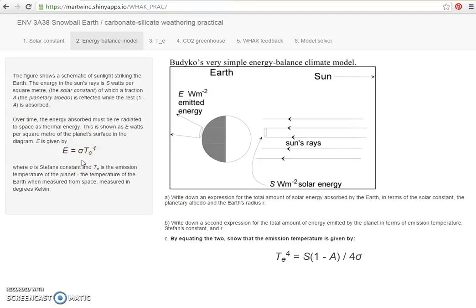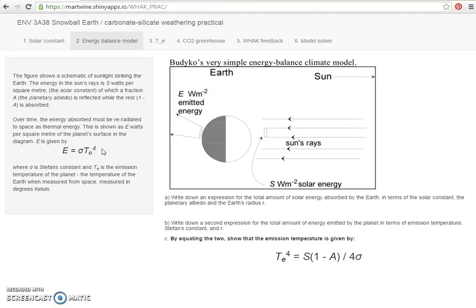Now it's not emitted over just that disk that captures the incoming solar radiation. It's emitted over the whole of the sphere of the planet. So the surface area of a sphere is 4 pi r squared. So we can then multiply this term here by 4 pi r squared to give the amount emitted. So that's sigma TE to the 4 times 4 pi r squared.